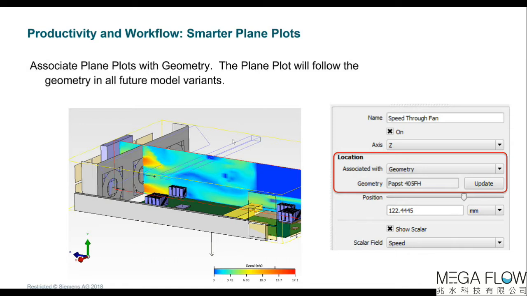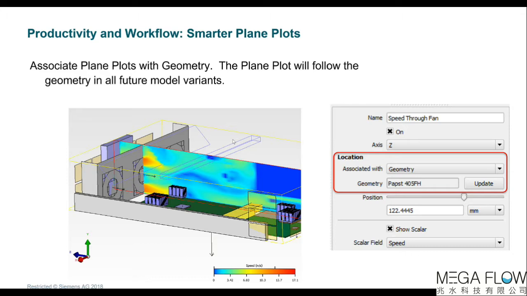That's not all we've achieved in terms of productivity and workflow. We've also revisited each of the plots that we support in an effort to streamline their creation. So I'll show you a few examples of what I mean. So in the instance of plane plots, and these are the plots where you take a slice of the model and you color it according to a certain scalar property.